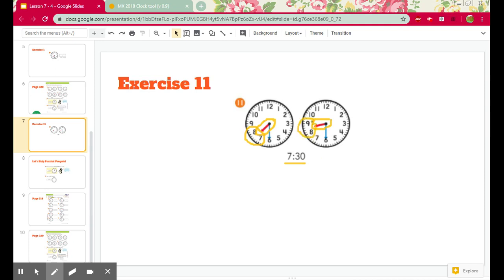Remember, the hands of a clock move in a clockwise direction. So, for it to be 7:30, the hour hand can be a little past the 7, but not too far away. So, this clock is wrong. Now, this clock matches 7:30.